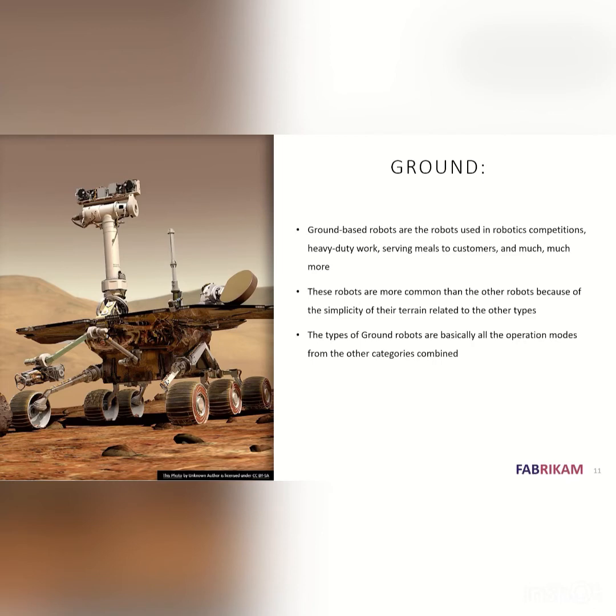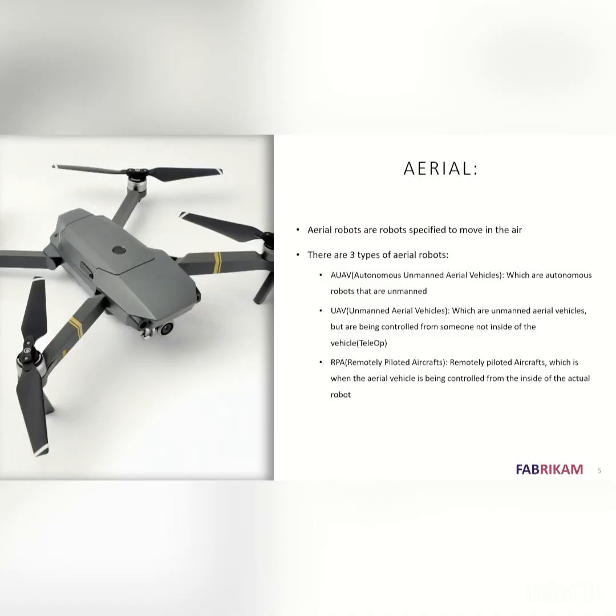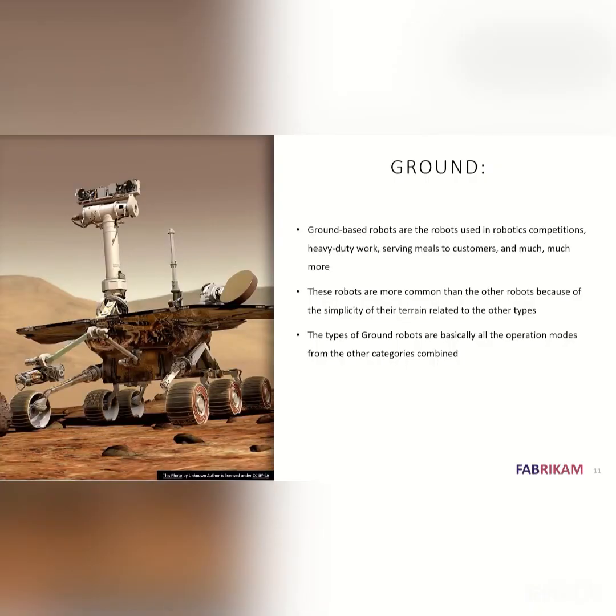The types of ground robots are basically all the operation modes from the other categories combined. What this means is that you can take the different types, for example, aerial robots and underwater robots. We can take both of those types, and then we can just put them all together for ground.